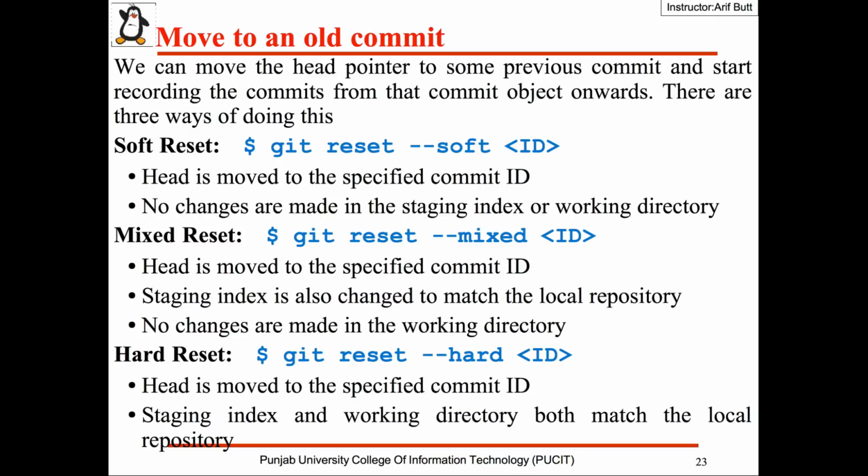Well, we will do the hard reset because it will change the working directory as well, and you will be able to understand it properly. If you want to do the hard reset, you use the --hard option, and you give the commit ID to which you want to move the HEAD to. So after a hard reset, HEAD is moved to the specified commit ID, and the staging index and working directory both will match your local repository.